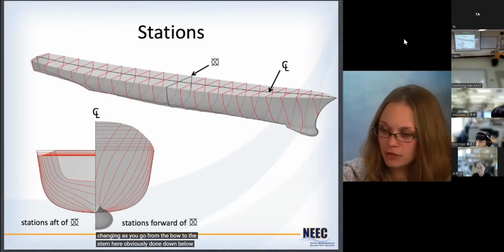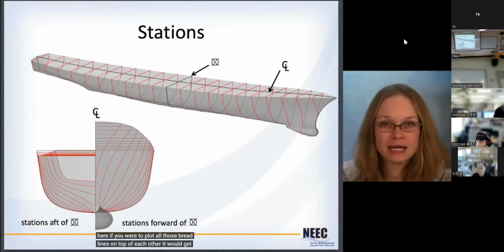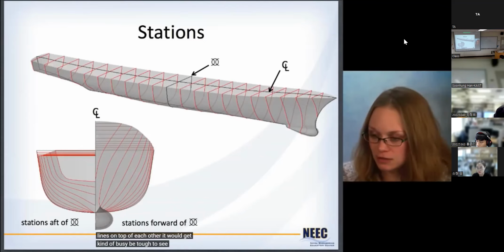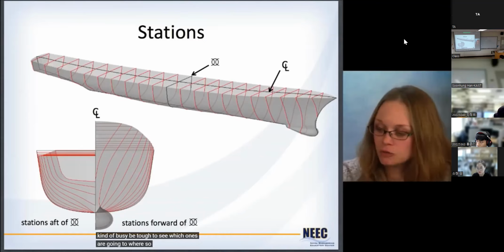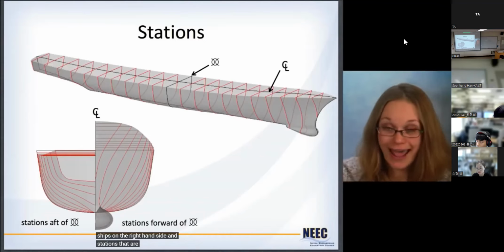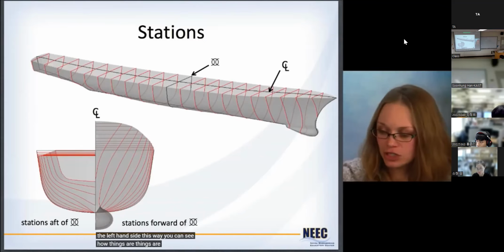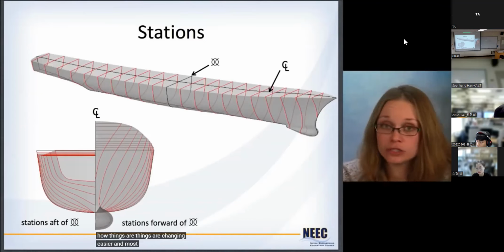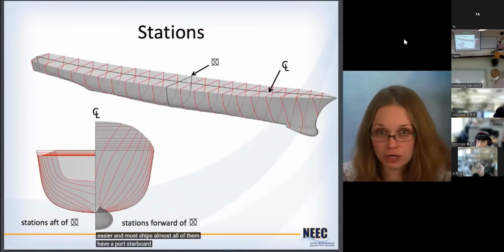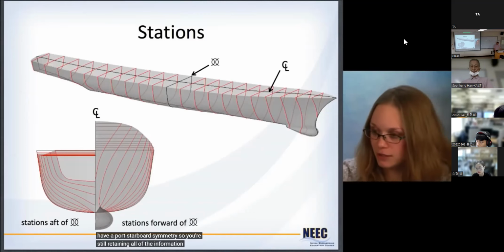Here, you see down below here, if you were to plot all those red lines on top of each other, it would get kind of busy, it'd be tough to see which ones are going where. So generally we put the stations that are forward of midships on the right hand side and stations that are aft of midships on the left hand side. This way you can see how things are changing easier. And most ships, almost all of them, have a port starboard symmetry. So you're still retaining all of the information here.